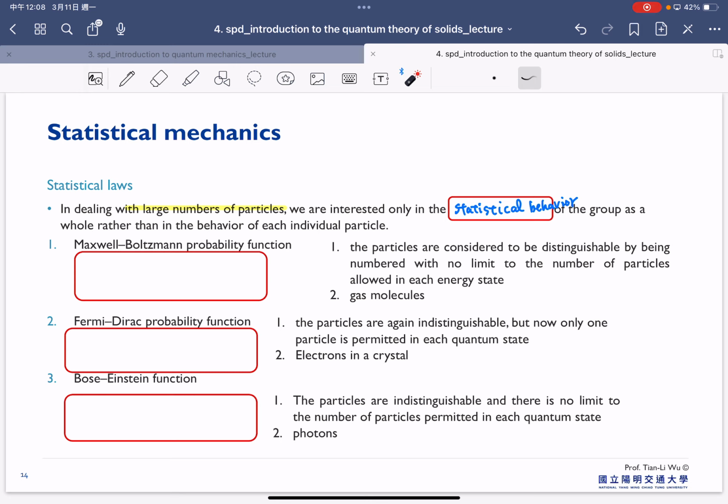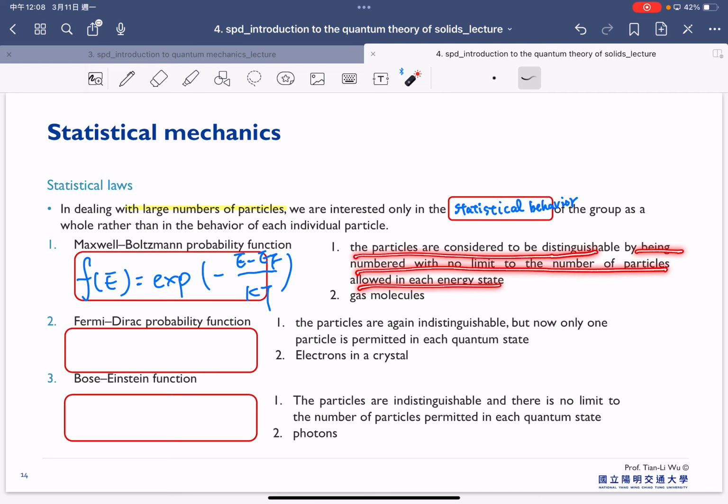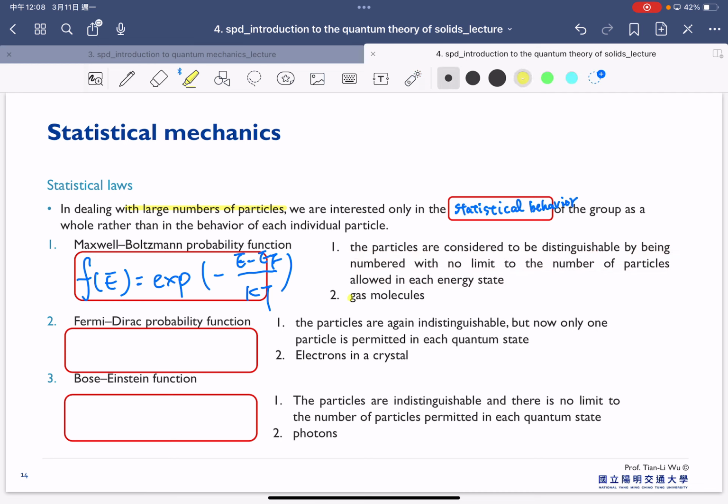There are several probability functions that can address different domains. The first one is the Maxwell-Boltzmann probability function, which can be written in this way: F(E) equals exponential of minus (E minus EF) over kT. Here the particles are considered distinguishable, with no limit on the number of particles allowed in an energy state. So that's the case of gas molecules.